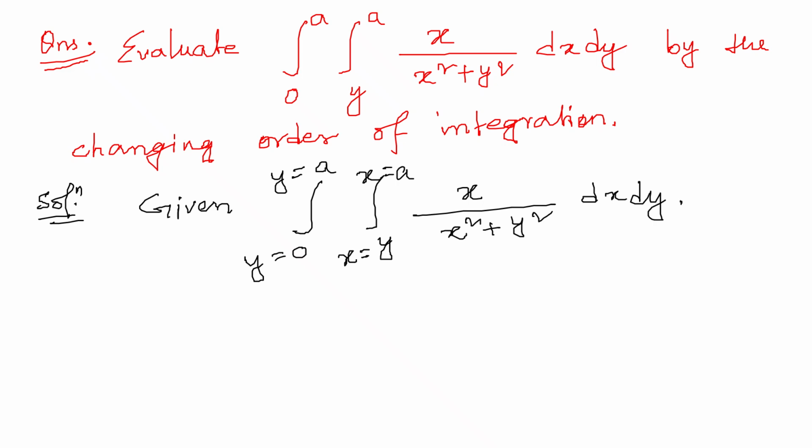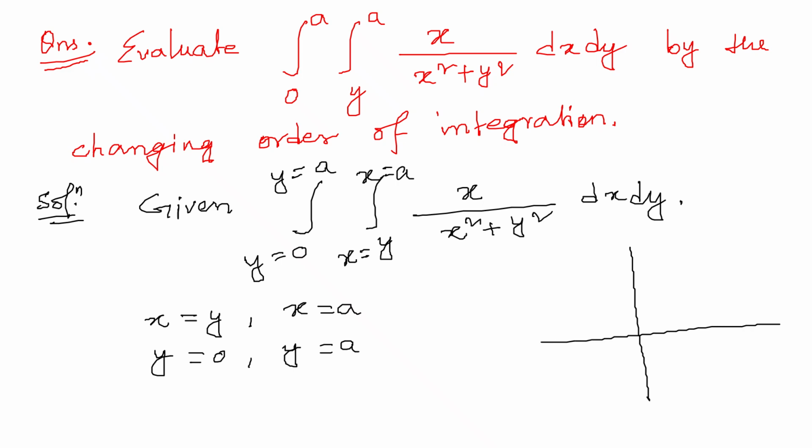Before that, the limits given, you write them. So x is equal to y and x is equal to a, and another one, y is equal to 0 and y is equal to a. So that means we are getting four curves. Basically these are straight lines. By using these straight lines you draw a graph. So you will get a region which is bounded by these curves. What is that region? That one you have to identify first. Then only you can change the order of integration easily.